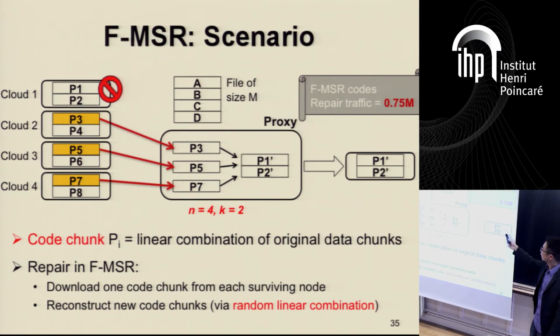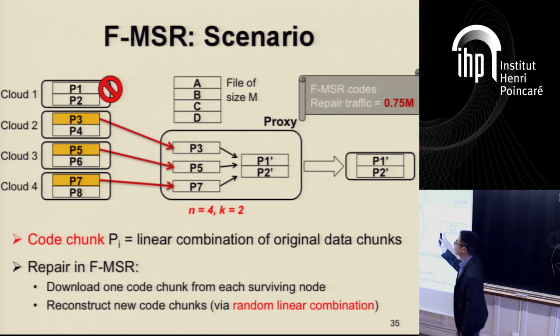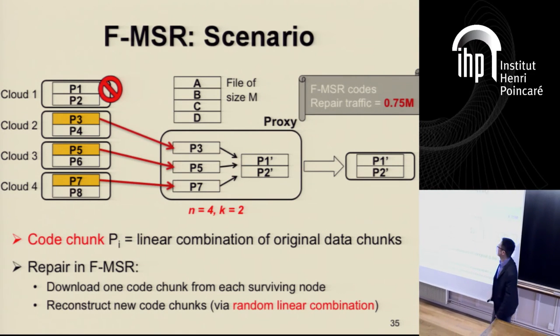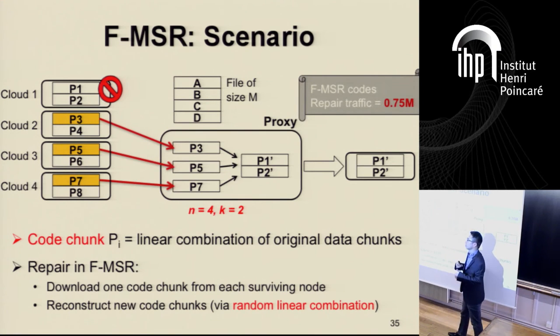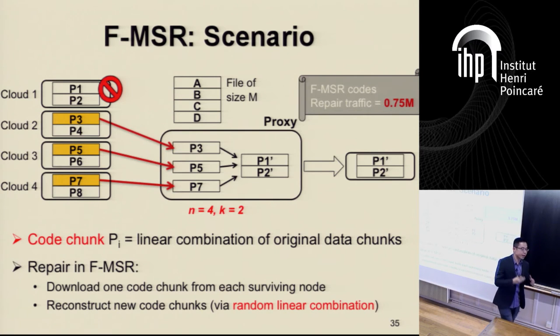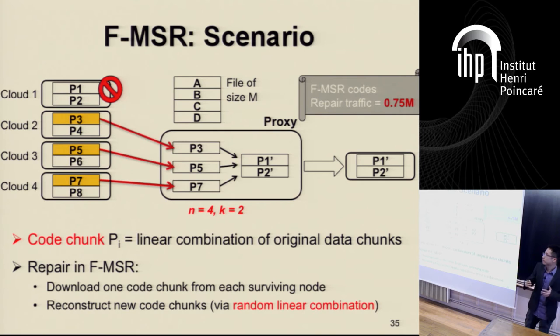Here we can see that actually P1 plus and P2 plus are not the same as P1 and P2. So that is what the word functional means. Functional means we do not really repair the exact content we've lost. We just repair some content that still maintains the same property. The property here is the MDS property. So it is functionally repaired successfully. That is why we call it functional MSR.